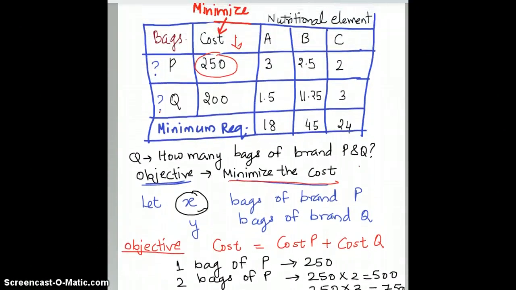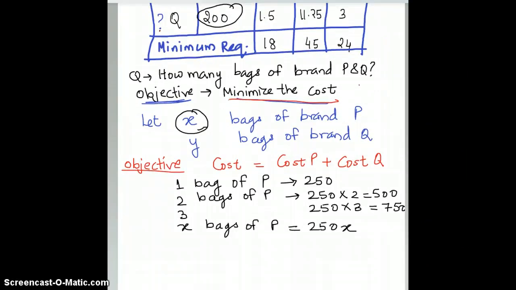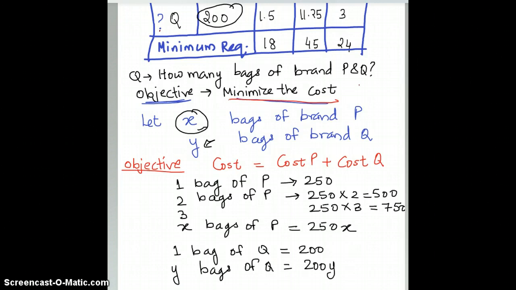Similarly, let's talk about Q. The cost of one bag of brand Q is 200. So let's write it down. One bag of brand Q costs 200. So can we write directly, as we are going to use Y bags of brand Q, that Y bags of brand Q will cost 200Y.